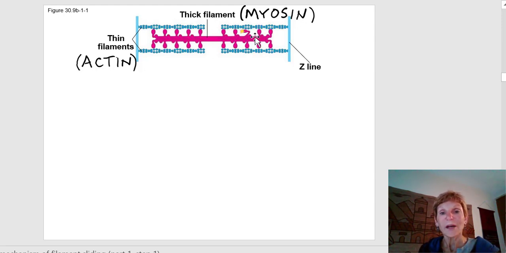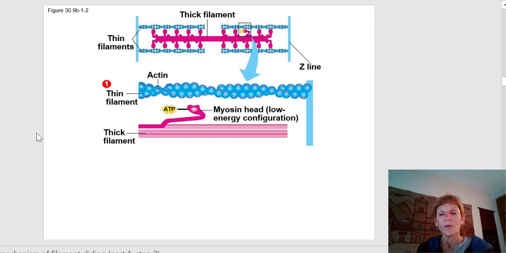But it's not just doing it at one place, it's doing it throughout the whole myosin molecule along all of these myosin head groups. So I'm just going to look at one of the myosin head groups and see how it is going to move actin. Here we have one of those myosins, now zoomed in. We're going to look at it in a little more detail.